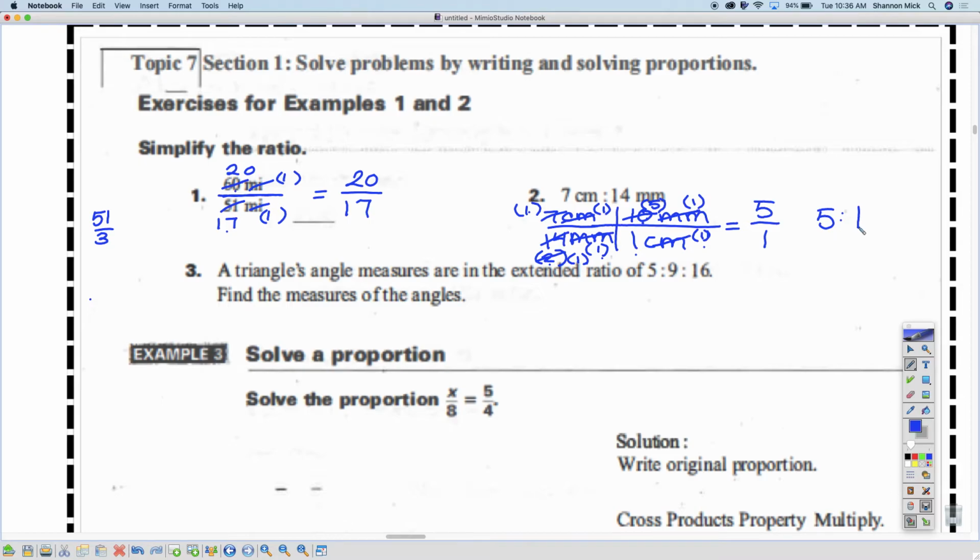Okay, so now I have a triangle, so I probably should draw a what? Triangle. And this triangle doesn't tell me A, B, or C, but I just have to go around. Okay? So I'm going to label it 5x, 9x, and 16x. I probably should have made a bigger triangle, huh? What do I know that all those add up to be? 180. So do it.